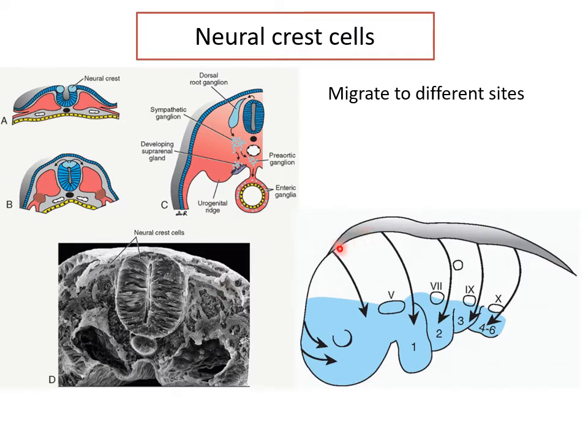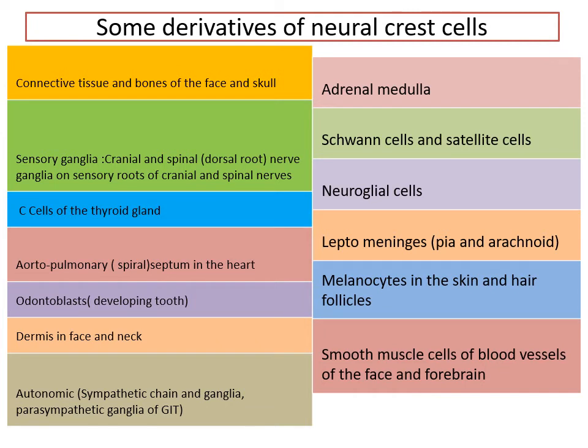And this fourth picture on the right is just showing you, the black arrows are showing you migration of neural crest cells. You can see you've done the development of the pharyngeal arches, right? See, they're migrating in the head region, face region, into the pharyngeal arches and throughout the body. So what do the neural crest cells do? Here is a list.